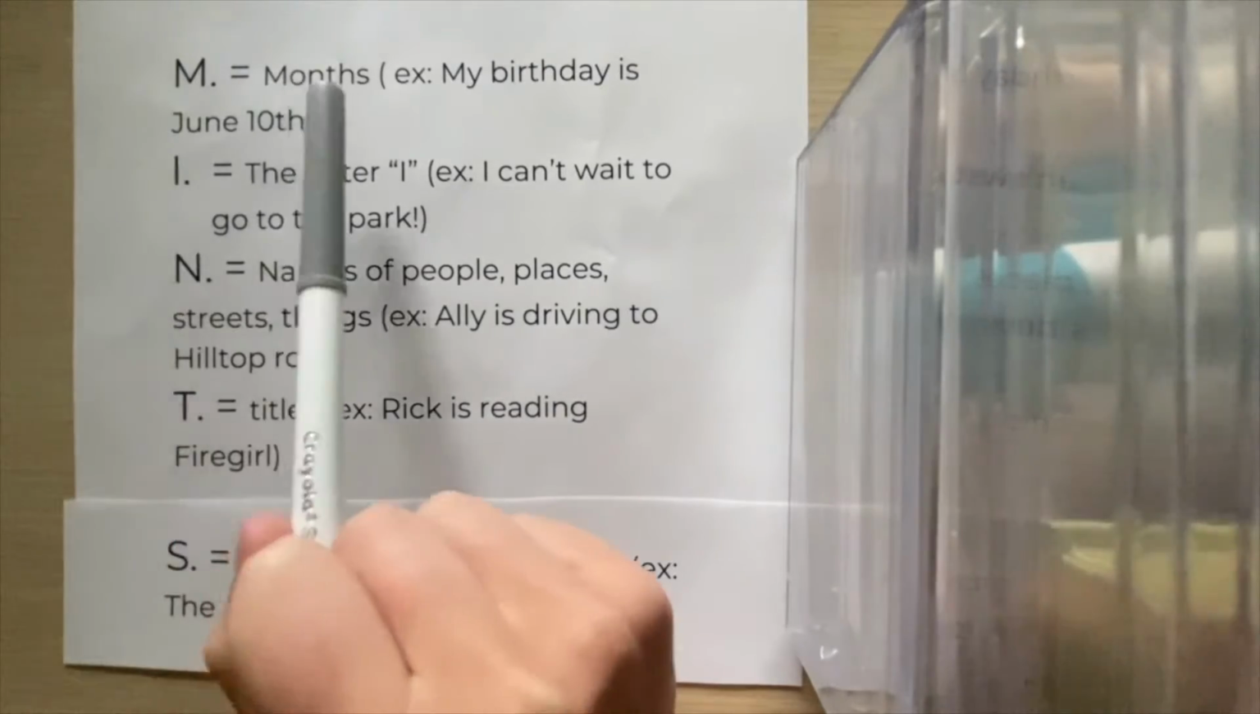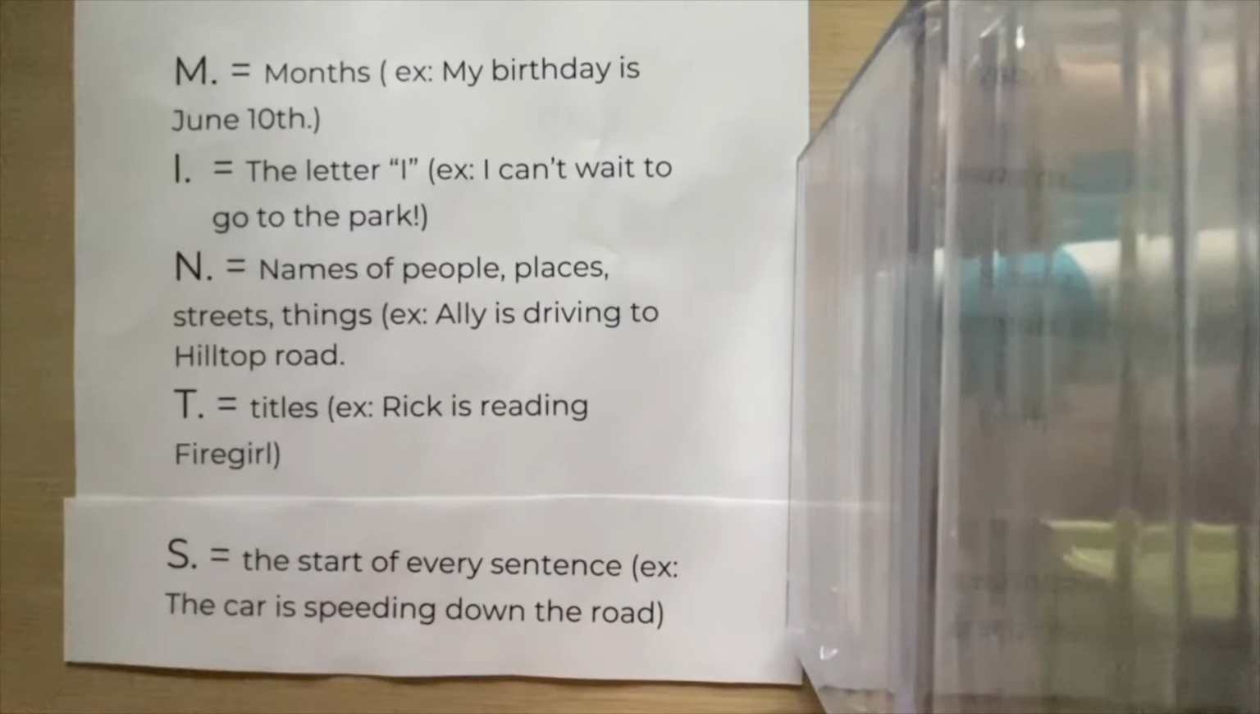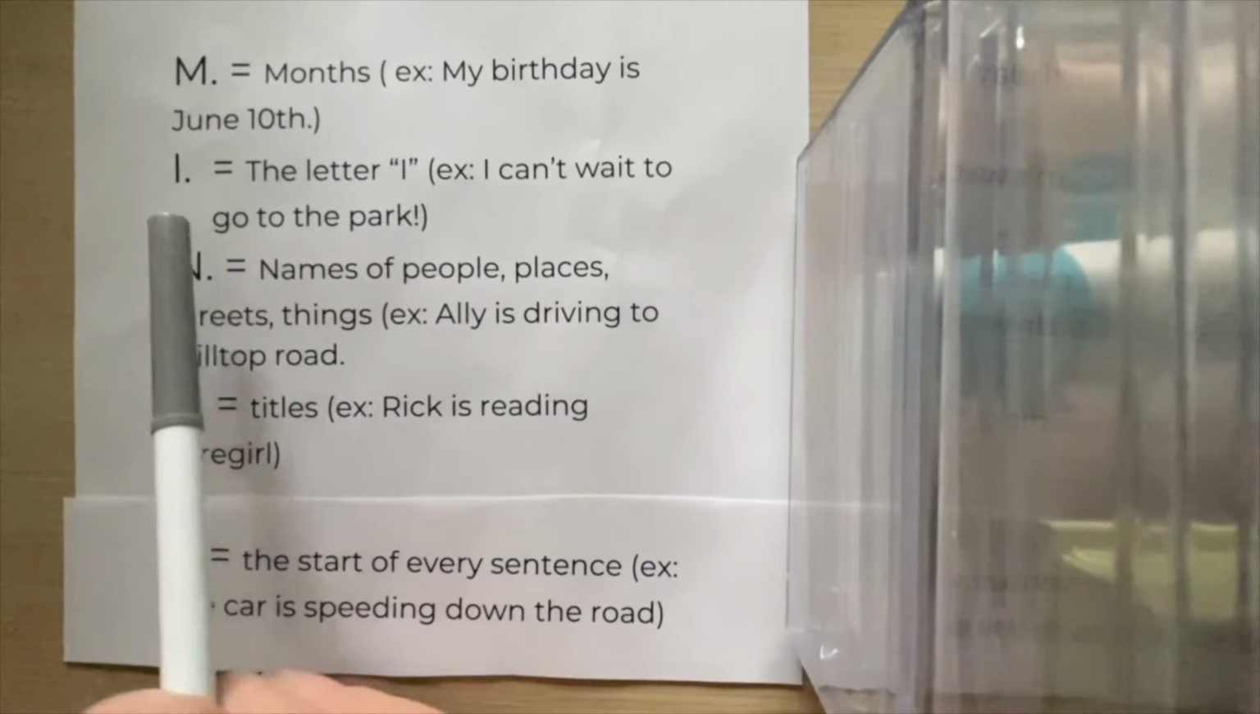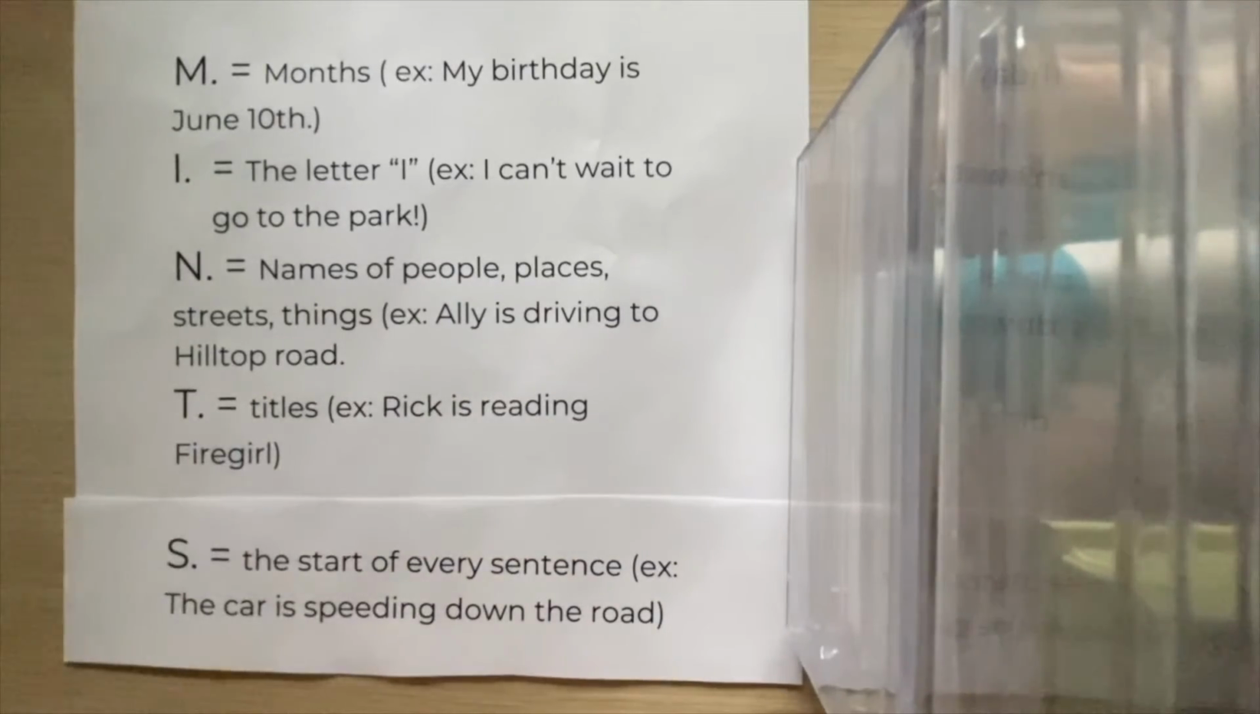First, for M, we have months. Months are always capitalized. For example, my birthday is June 10th. The month, June, is capitalized. Next, we have I, which is just the letter I. For example, I can't wait to go to the park. The letter I in that sentence is capitalized.